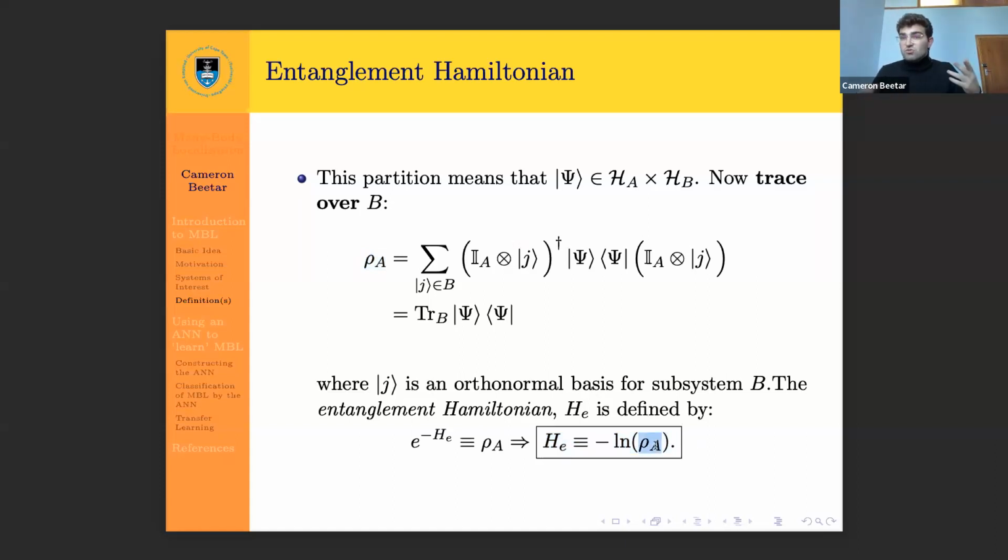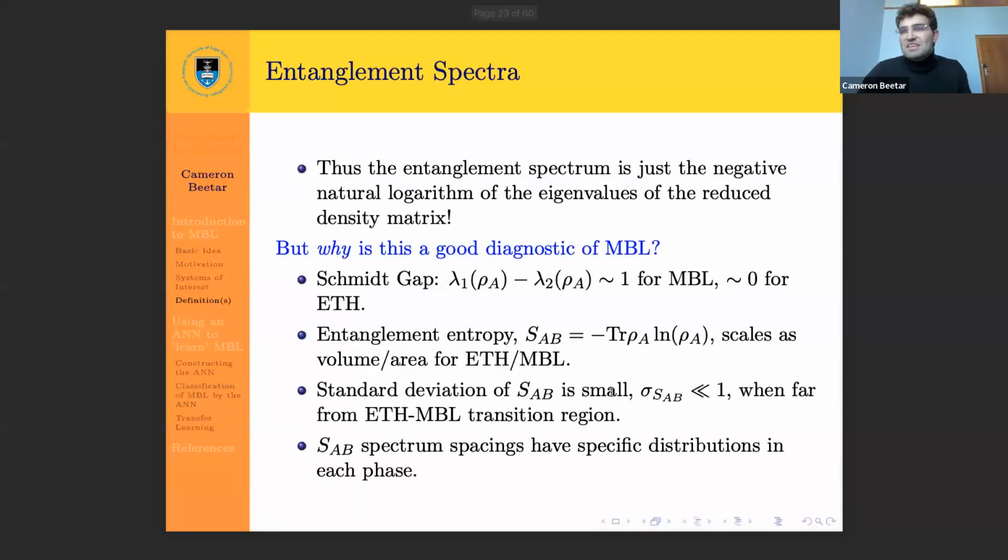The entanglement spectrum is just the eigenvalues of the entanglement Hamiltonian. To get the entanglement spectrum, I'm going to solve for the eigenvalues of the reduced density matrix, and then take the negative log of them, and that gives me the entanglement spectrum. Okay, so that's what the neural network is going to take in as an input: the entanglement spectrum.